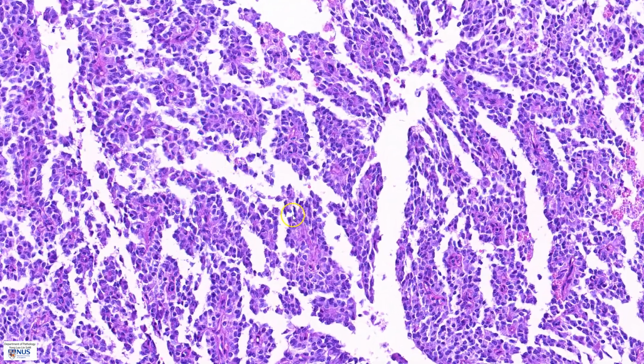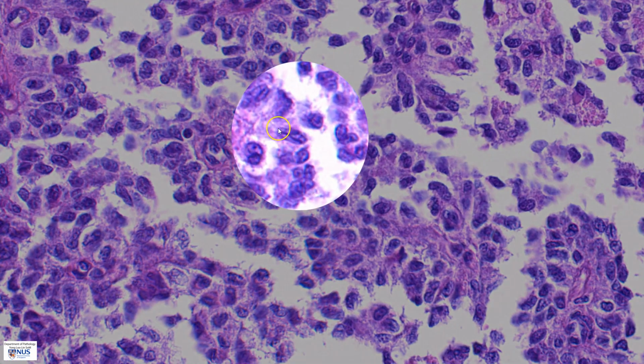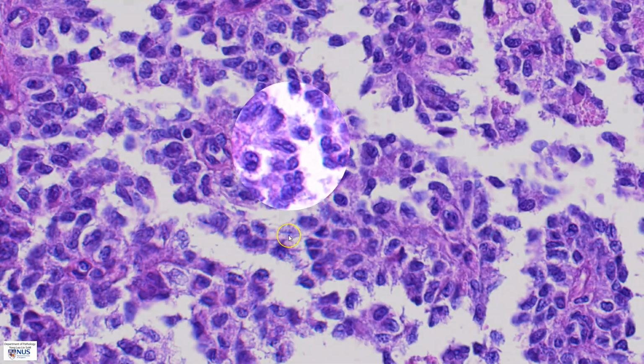Over here, we can also see these very loose pseudopapillary structures. And this is one that's cut in cross-section, and we can see the small vessel in the fibrovascular core. Again, the cells contain mostly oval nuclei, and we can see a very clear longitudinal groove in this particular nucleus.